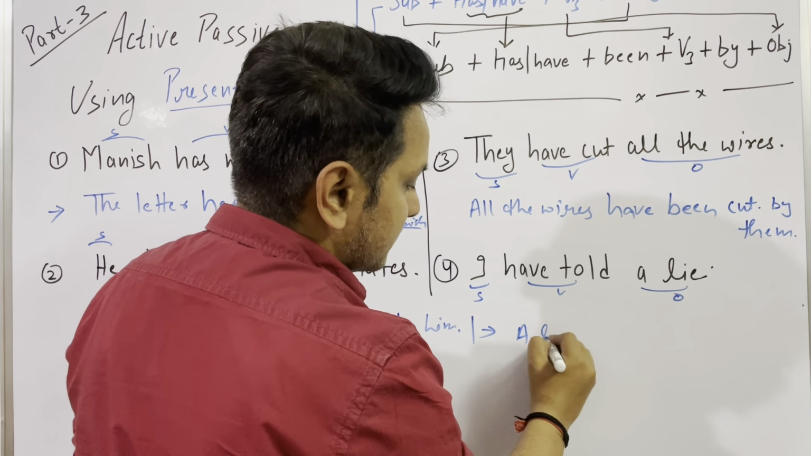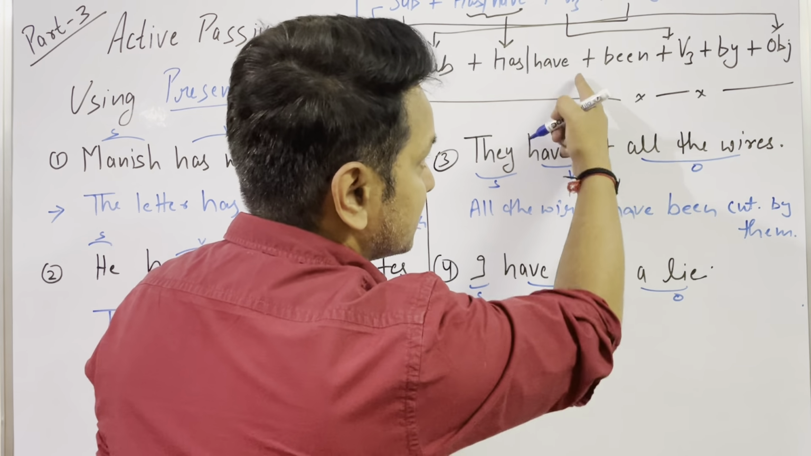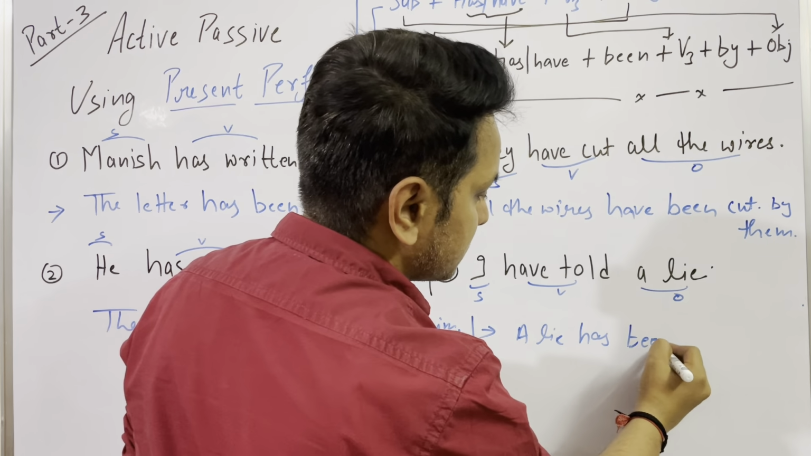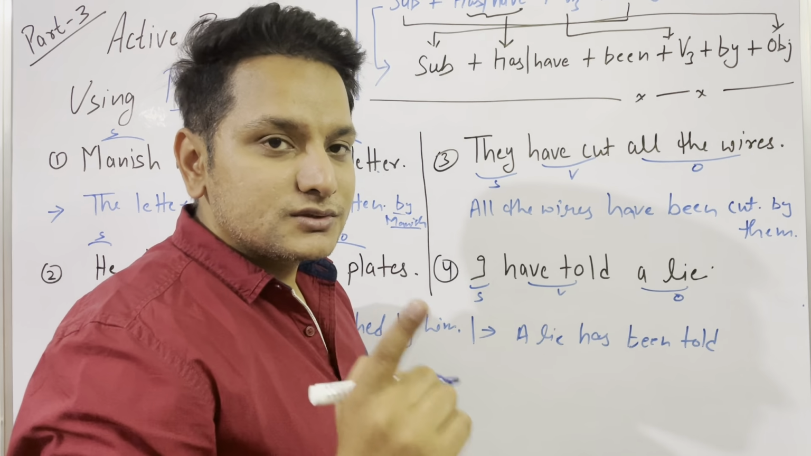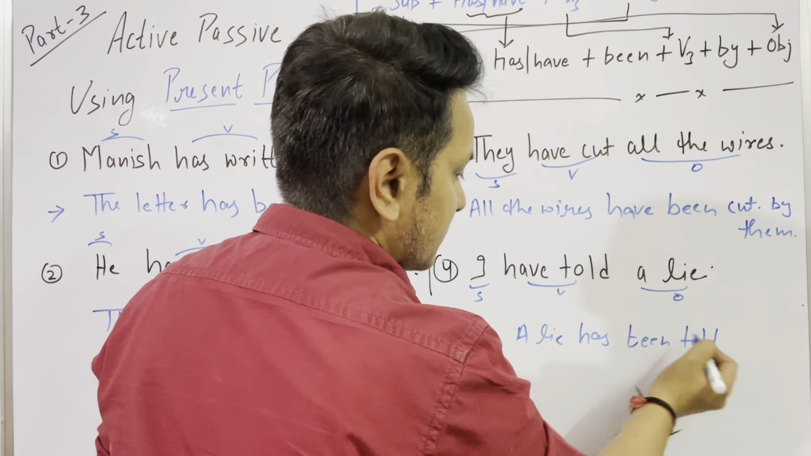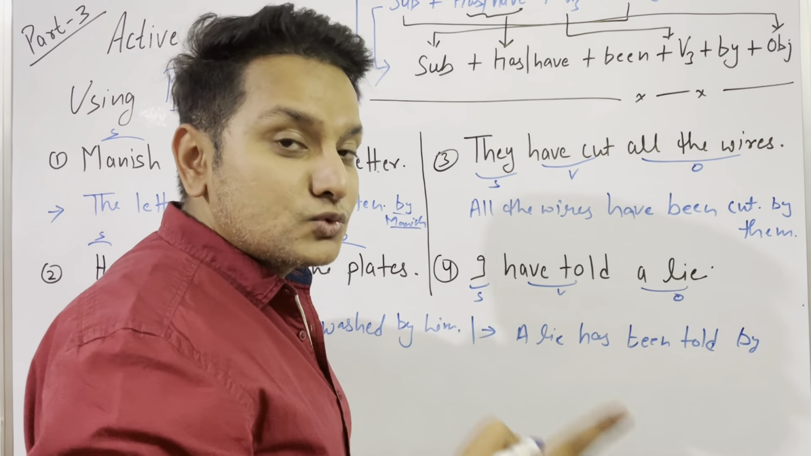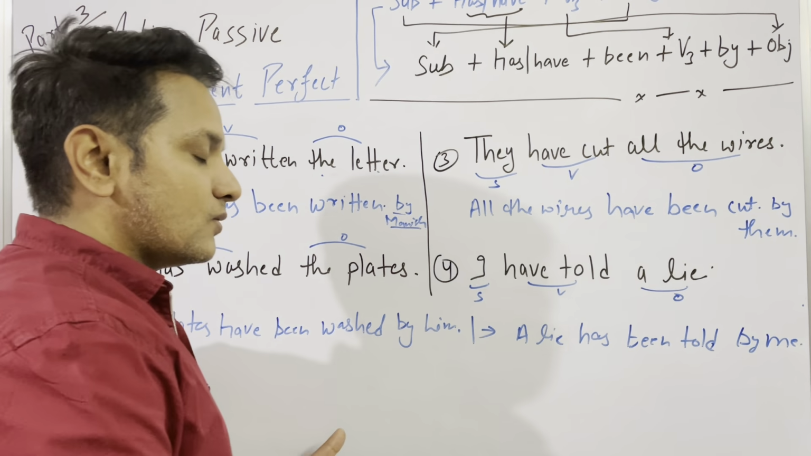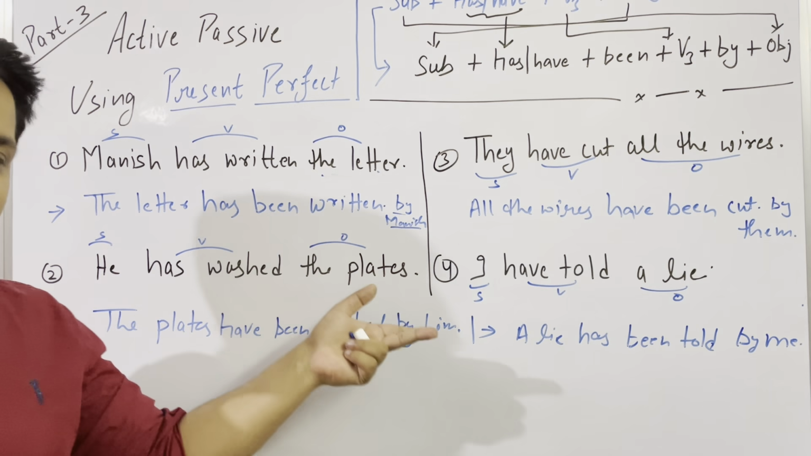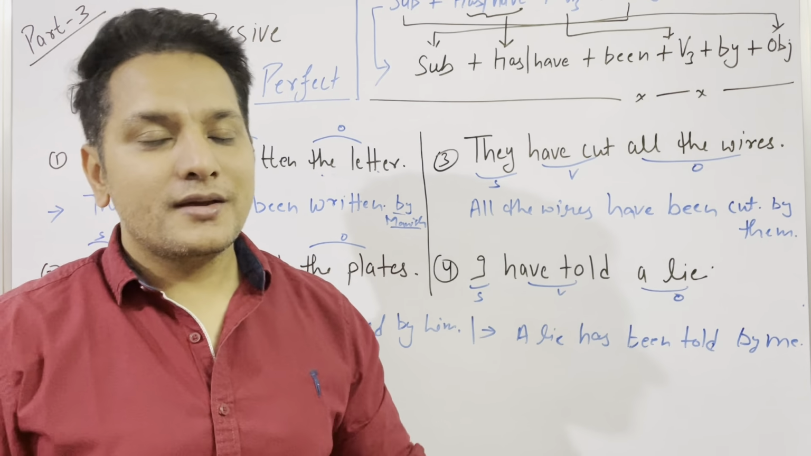A lie, as we are talking about a single lie, so we're using has. A lie has, then been, told. Tell, told, right? Third form. A lie has been told by, as I said, I will be converted into me, by me. So this is how we convert present perfect sentences into passive form, meaning active into passive form.